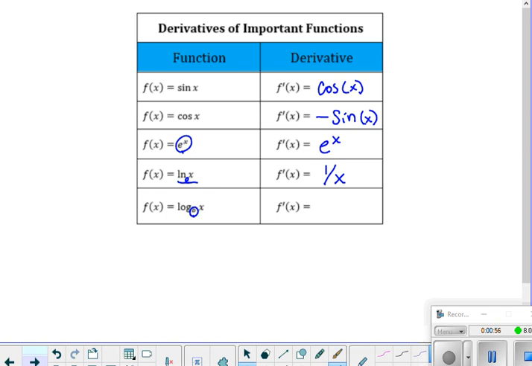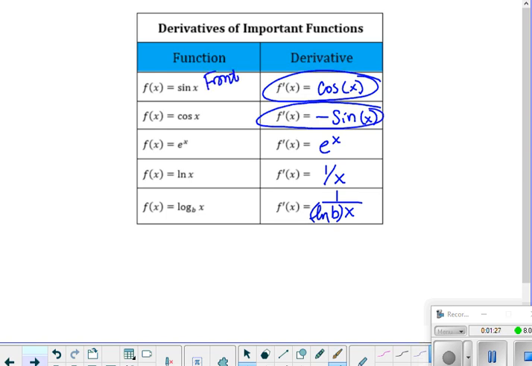If that base changes, let's call it b, then that derivative becomes 1 over x, much like natural log x was, but there's a little correcting factor of natural log b going on. So we have natural log of b times x. All right, so what would I do with these? If you are a flashcard person, I would make some flashcards for these. Make this the front side of your flashcard, and then make this the back side of the flashcard.